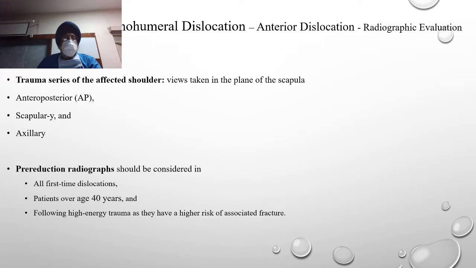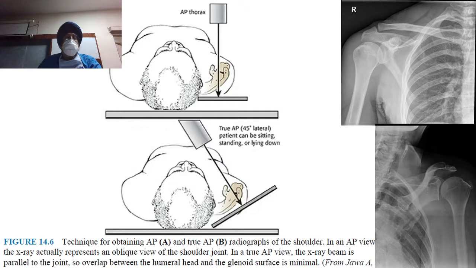Trauma series of the affected shoulder: views taken in the plane of the scapula, anteroposterior, scapular Y, and axillary. Pre-reduction radiograph should be considered in all first-time dislocations, patients over the age of 40 years, and following high-energy trauma, as they have a higher risk of associated fractures.